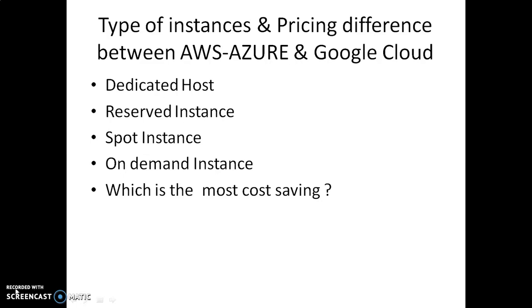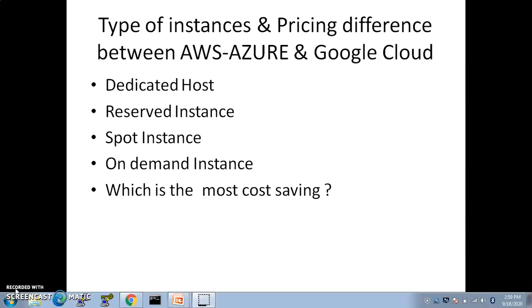This is Abbas. In this lesson, we are going to talk about types of instances and the pricing difference between instances from different service providers like Amazon, which is AWS, Microsoft, that is Azure, and Google Cloud. So we are going to see the difference between the prices for each instance and the instance type.